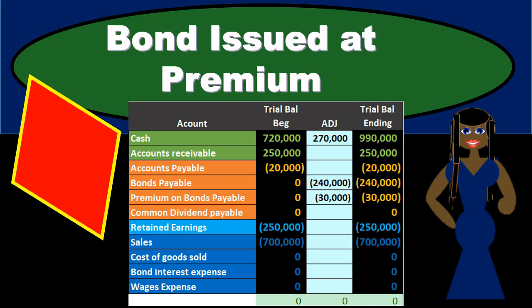In this presentation, we will take a look at the journal entry related to issuing a bond at a premium.